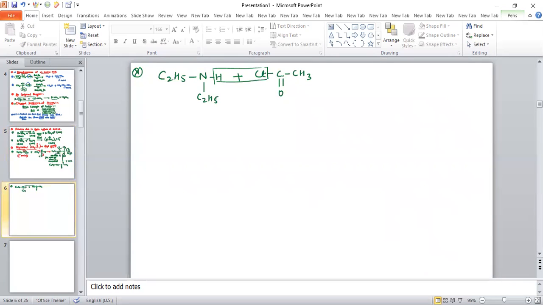One H is removed from this amine, and Cl is also removed. So after removal of HCl, the product obtained is C2H5. On nitrogen, again there is a C2H5, and this is C double bond O, and CH3. So this product is obtained.